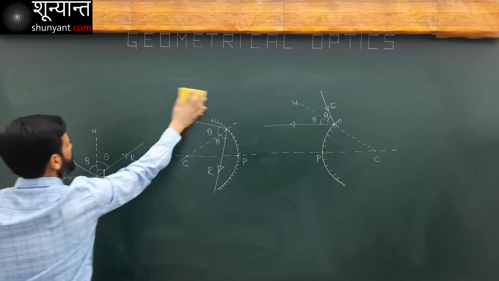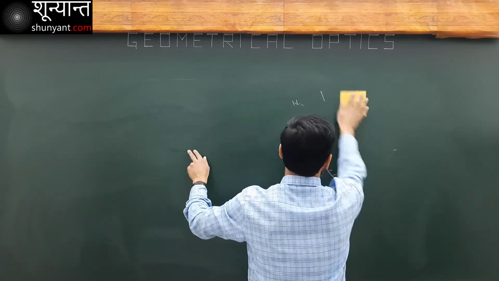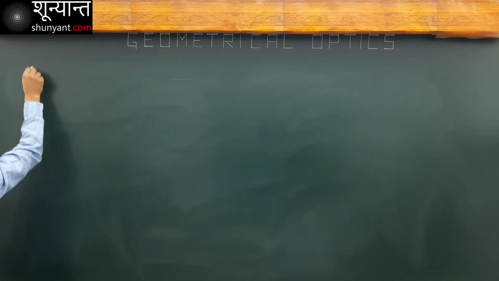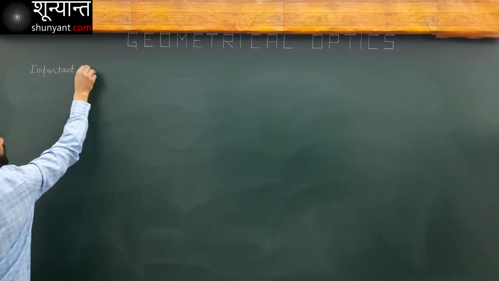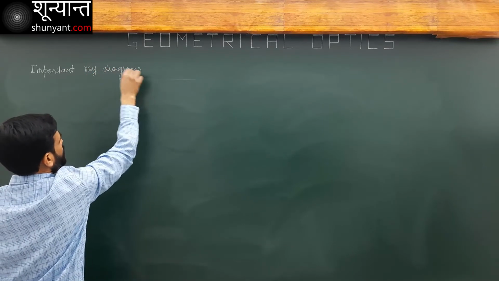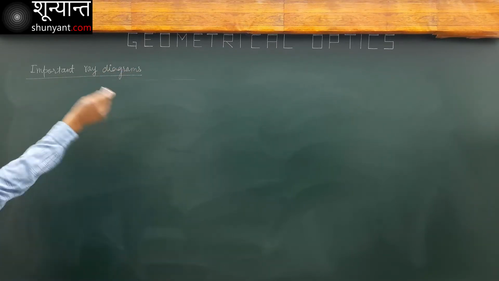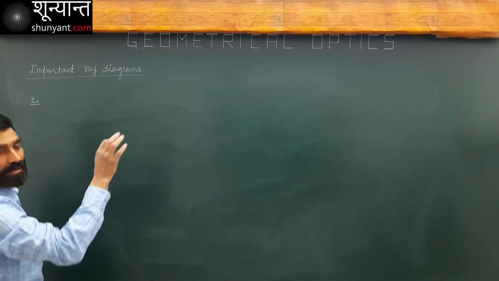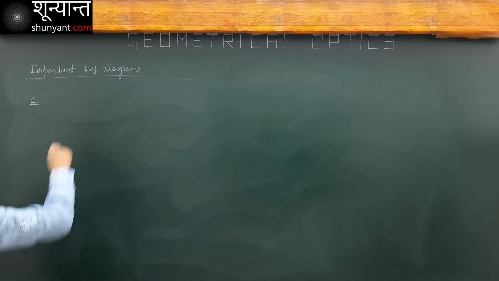Now after that, some important light rays. Important ray diagrams. First, I'm just drawing the diagrams. I will explain, so I'm not going to write too many things. It is going to take time. First is like this.